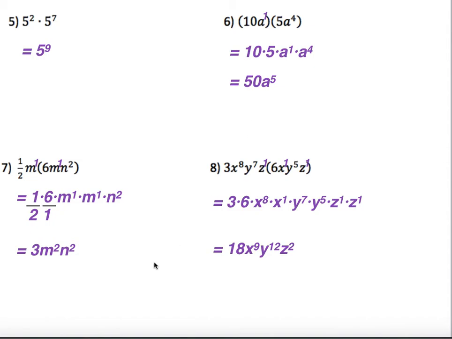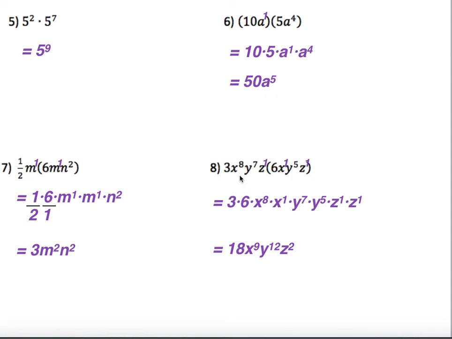For number 7, you should first write in the invisible powers of 1s on the m's and then sort it out. So you have your coefficients, then your m's, and then your n's. 1 times 6 is 6, 2 times 1 is 2, 6/2 gets you a solid whole number of 3. Add your powers on the m's and you get m squared. Now the n squared can't combine with anything else because there's no other n's in the problem, so this is your final answer.